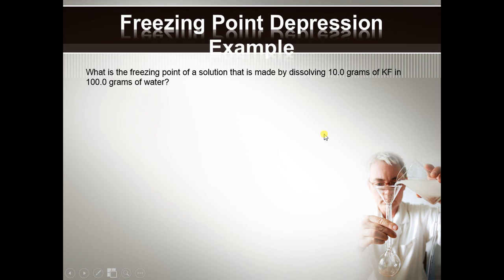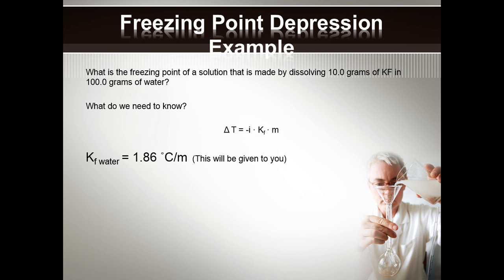So let's do an example of freezing point depression here. What is the freezing point of a solution that's made by dissolving 10 grams of potassium fluoride in 100 grams of water? Think about what we need to know here. Here's our equation: delta T equals negative I times Kf times M. We know that the Kf of water is 1.86 degrees Celsius per molality.